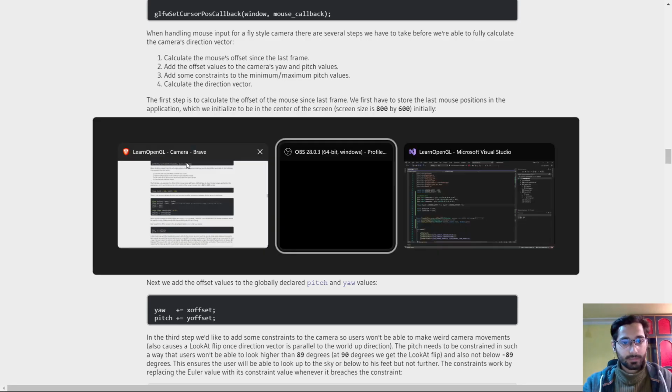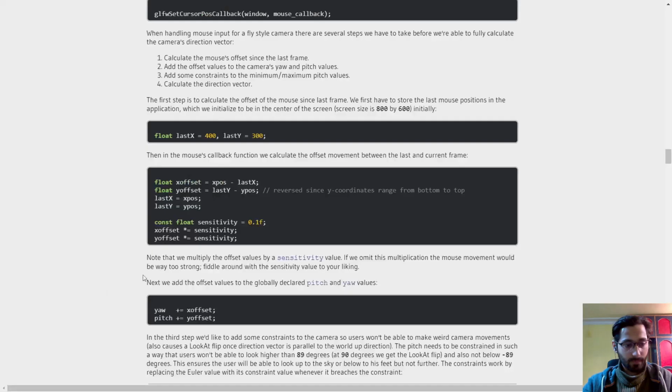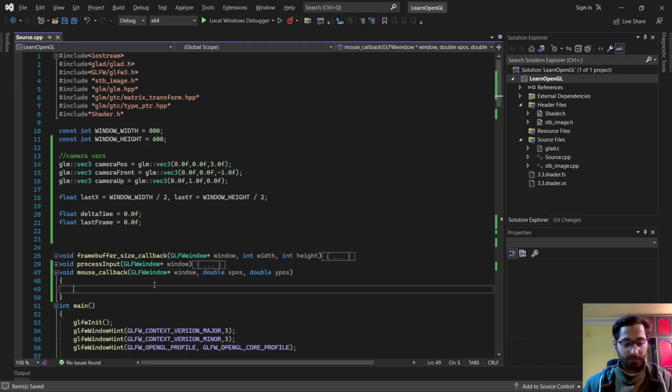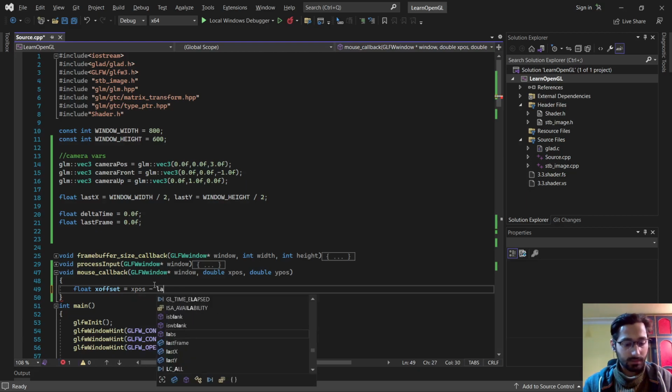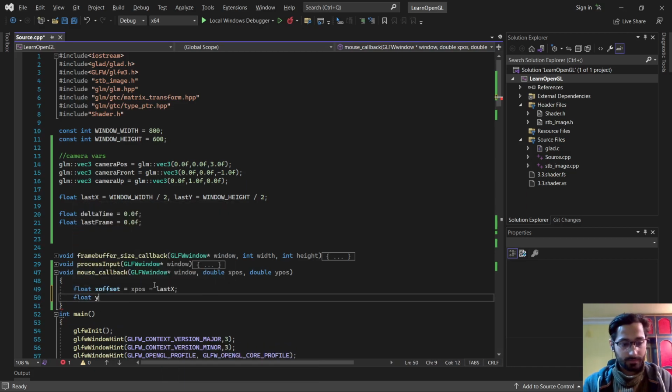So now inside the mouse callback, what are we gonna do? X offset and the Y offset. Is it float or double? Float. It will be equal to whatever the current position is, so xpos minus whatever the last position was, which is lastX. And similarly for Y.